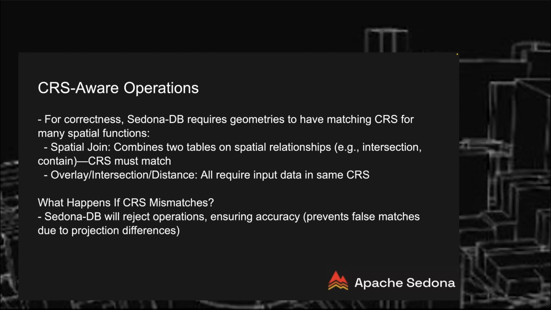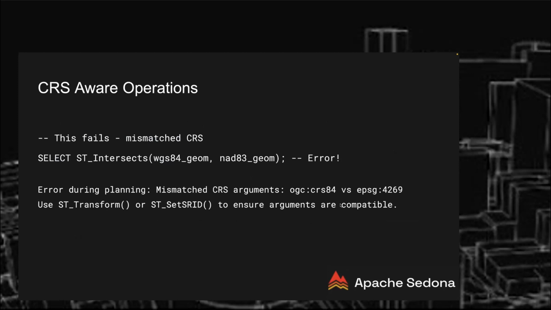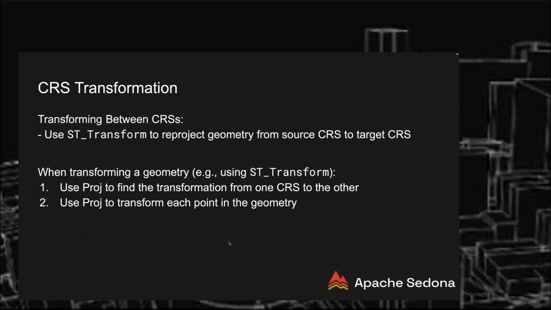We also have CRS-aware operations. This enforces that the two different geometries are in the same CRS before attempting the operation. And if it finds a mismatch, then it will error to allow you to make the change. So what do you do in that case? You need a CRS transform. Again, we're using PROJ to do these transforms. The basic steps are: you first find the transformation from your source CRS to your destination CRS, and then we use PROJ to transform each of the individual points within the geometry.